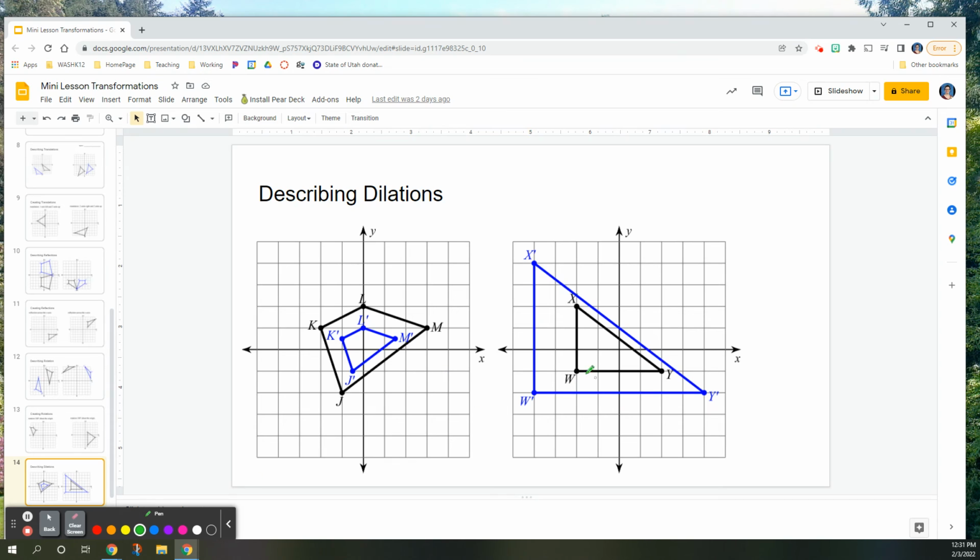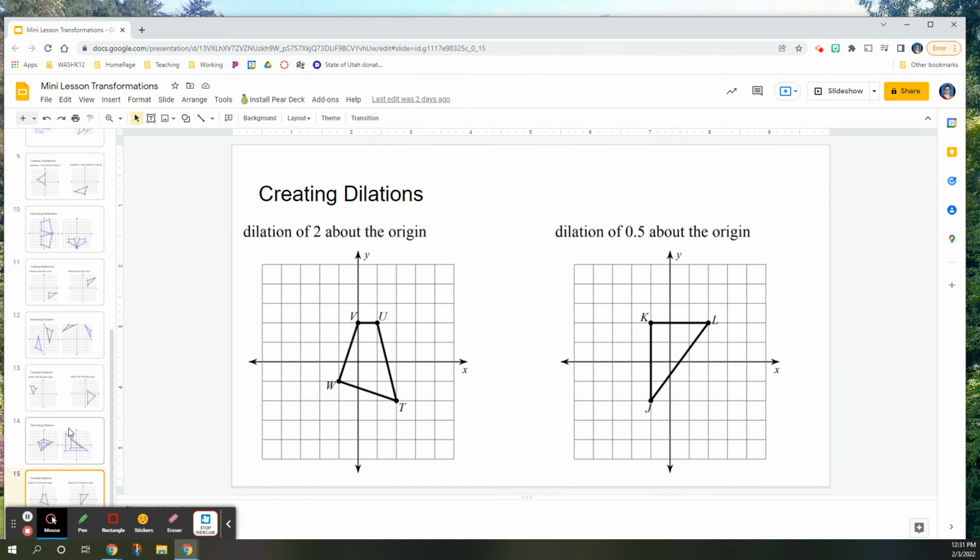Okay. For this one, W is at -2, -1. And this works for any group of points. So if you choose to do point Y or point X, the scale factor will be the same for all of them. And we want to get to W prime, which is at -4, -2. So the way I get from -2 to -4 is to multiply by 2, and once again, -1 times 2 gives me -2. So here, my scale factor would be 2, and once again, for this one, my scale factor would be 1/2.